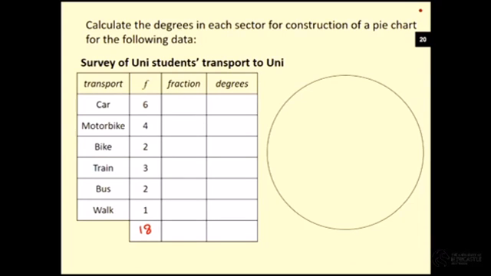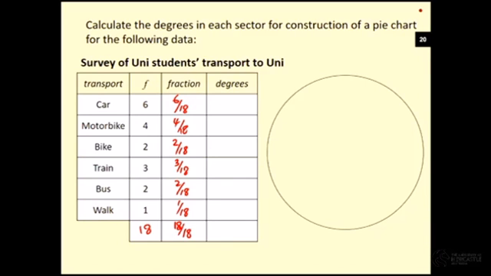Now that fraction just means, what fraction of people said car? 6 out of 18. My fractions are all just going to be divided by the total of 18. So I've got 4 out of 18 said this, 2 out of 18, 3 out of 18, 2 out of 18 and 1 out of 18. And I know that if I added all of them up, I'd get 18 out of 18. In other words, the number 1.